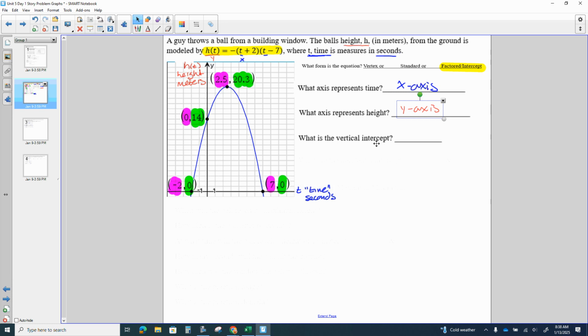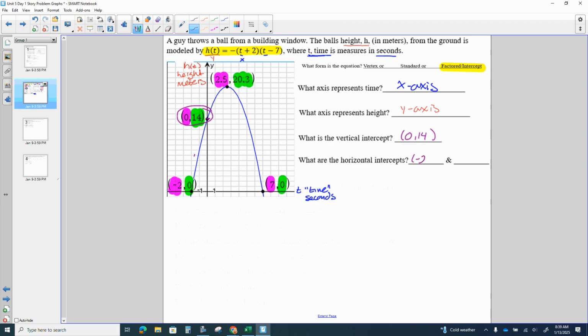What is the vertical intercept? That is where we start. So where did this ball start at? It started here. That's actually the top of the window. Remember, we can't go back here. So my y-intercept is at 0, 14, which means at 0 seconds, I'm 14 meters high. All right. What are the horizontal intercepts? Well, if they're asking just for the intercepts, we have two of them.